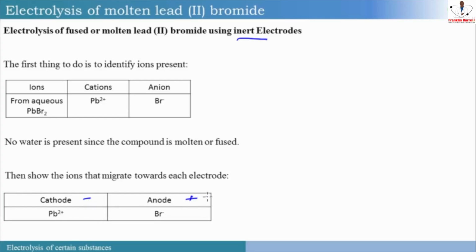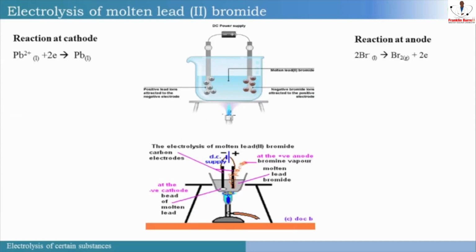Let us look at the reactions taking place at the anode and the cathode. Here you see from this diagram that we have our flame, and our flame is melting the lead bromide. It is keeping the ions free to move about. Now, if I have my positive part here being the anode, then the negative ions, which is the Br minus ions, would migrate toward that electrode. And the positive ions, being the Pb2 plus ions, would migrate towards the cathode, the negative electrode.